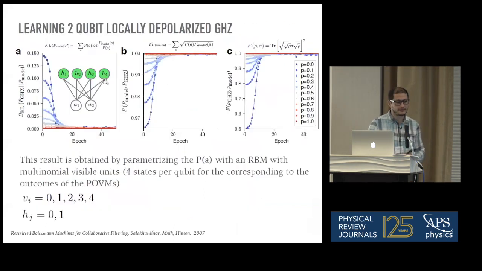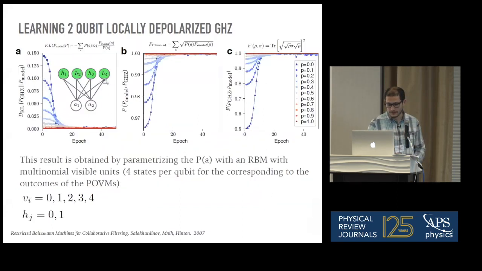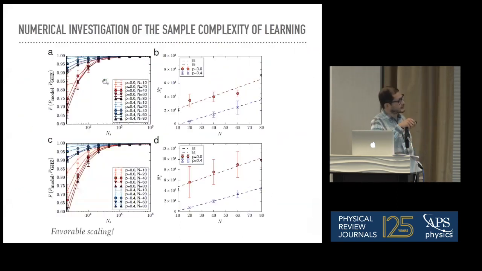P is the error, right? We were talking about how we were going to reconstruct GHZ states, and the GHZ state can be either pure, which is this state, but we were also going to study a locally depolarized generalized GHZ state where you apply an error on the qubit at the rate of P. It's kind of like the probability of finding an error in this state. So this is the reconstruction for different values of P.